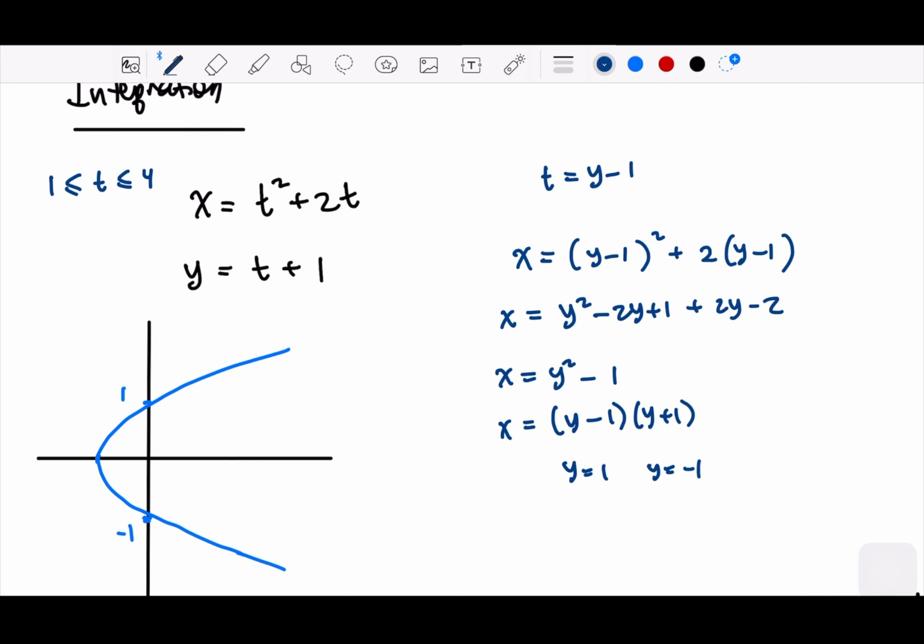If we take this and translate to x, this will equal, if t is 1, this will be 3, right? If t is 4, this is 16 plus 8. What is that? 22.